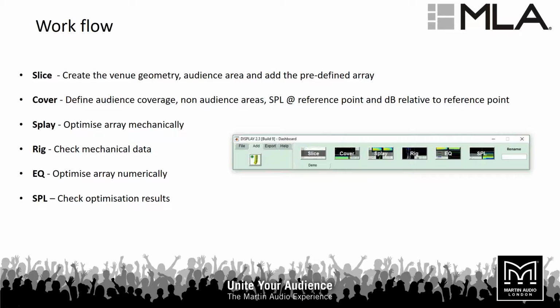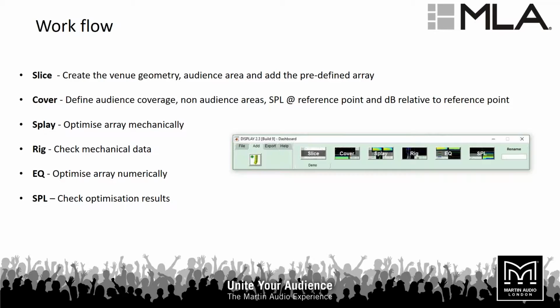When you first open the display software, you're presented with the dashboard, and you can see that we've got a slice tab. This is where we create our venue geometry and insert a predefined array and also outline our audience areas. In our coverage tab, you go further, more specifically into defining the audience areas in terms of, I don't know, offset, whether they're seating or standing, whether we want a +3 or -3 SPL across the venue, where our reference point is, etc. In the display tab, we optimize the array mechanically.